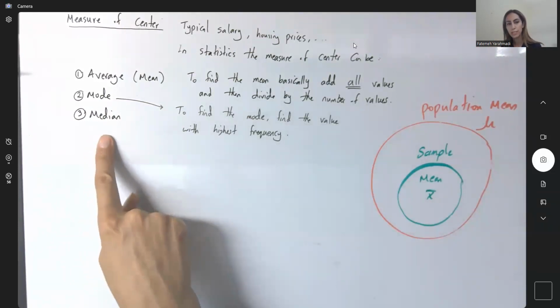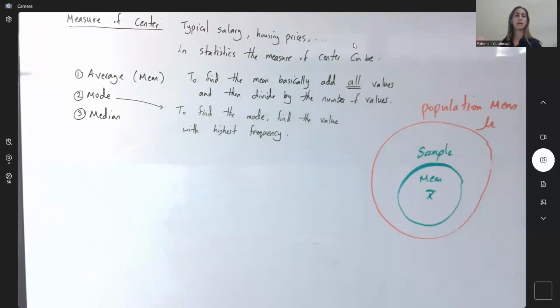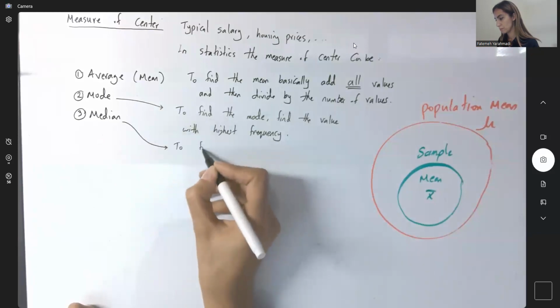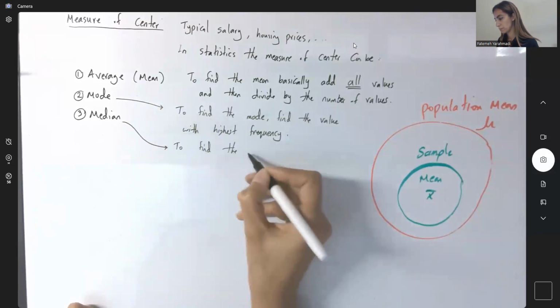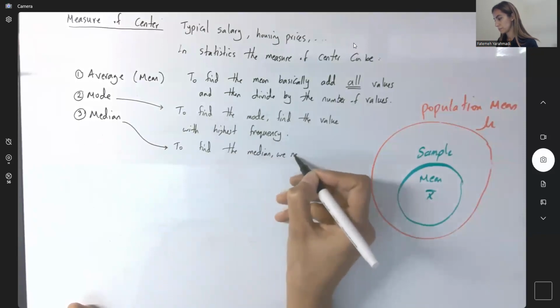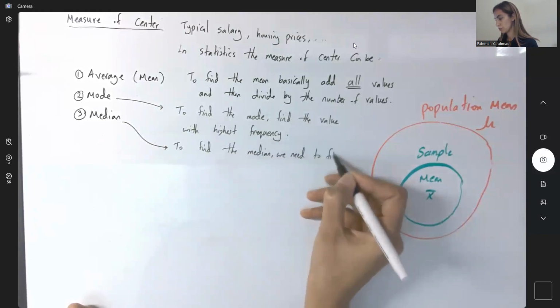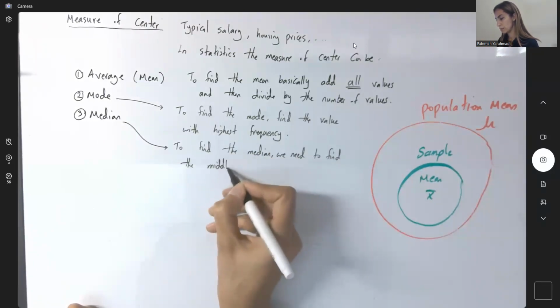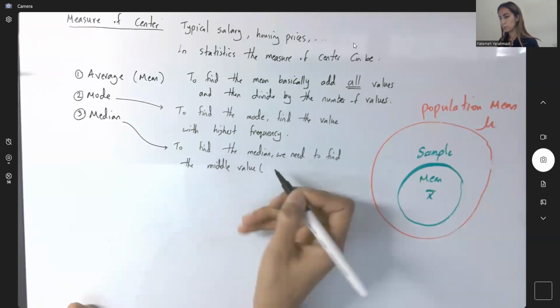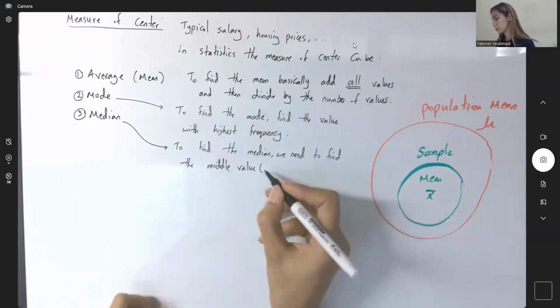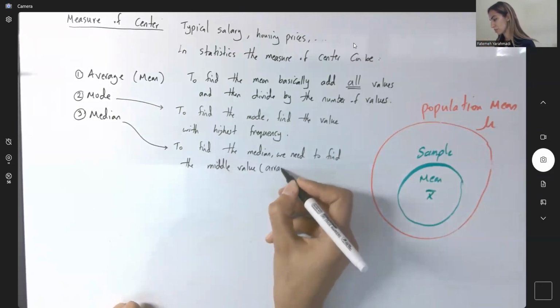When it comes to median, the median is the middle value. To find the median, we need to find the middle value. Please make sure to write your numbers from smallest to largest, then find the middle value. Arrange first.